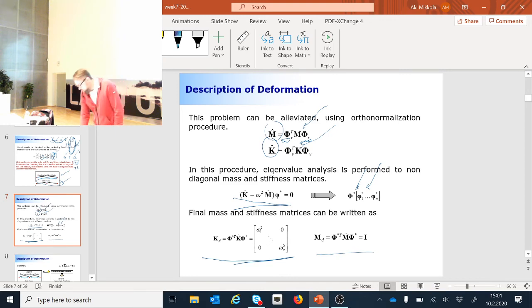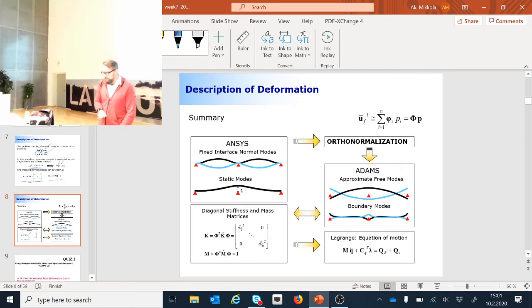Okay, summary here. First, you're computing these fixed interface normal modes using eigenvalue analysis by setting the boundary degrees of freedom to be fixed to ground. Now, in this particular example that I'm showing you, I'm assuming that this end here is attached to ground, this is attached to ground, and this is attached to ground. The rest can vibrate however they want.